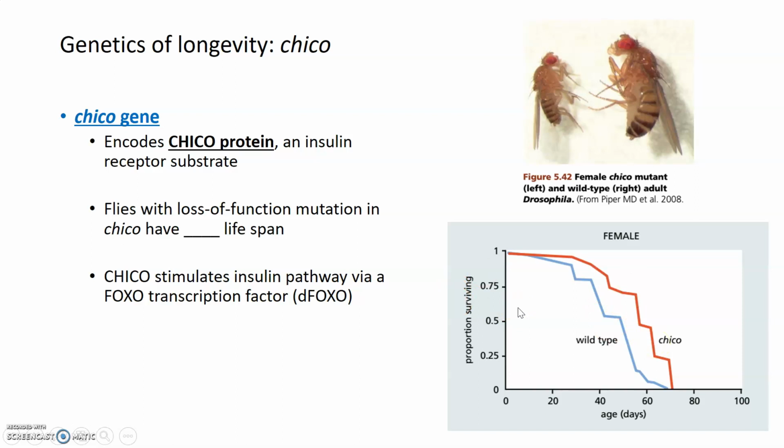And this works through the same insulin signaling pathway that we talked about in C. elegans. It even actually uses the same transcription factor to ultimately affect genes involved in proper reproduction versus entry into a diapause. And in worms, that was DAF16. In flies, that is D-FOXO. Both of these proteins are FOXO transcription factors. So not only does chico loss of function mutation extend lifespan in the same way we saw in worms, it does so via the same mechanism.